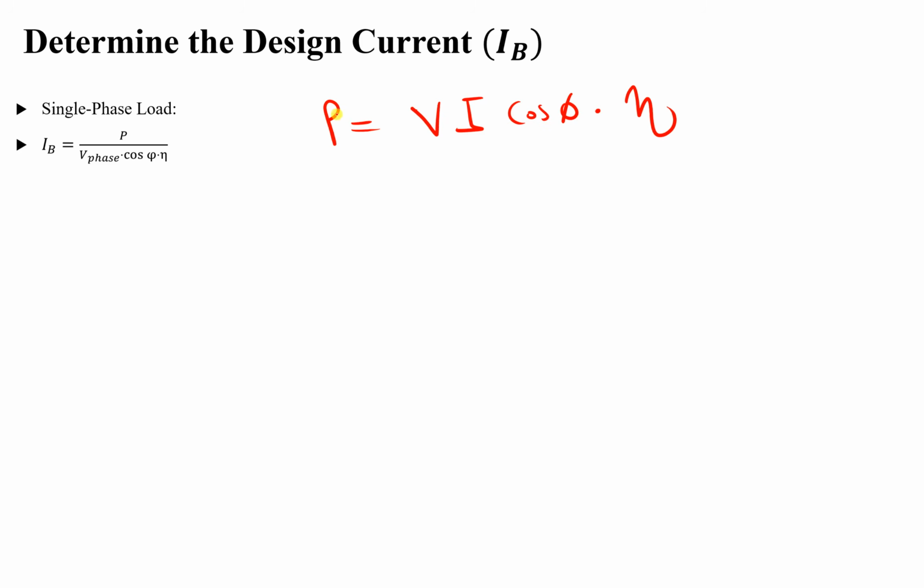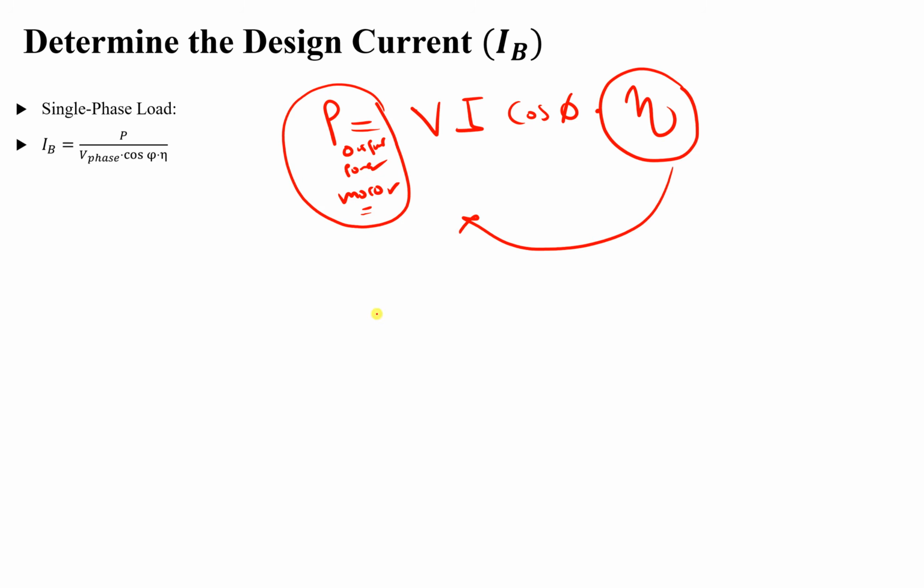Starting step by step, the design current IB. How can we do this? For a single phase, it will be like this. We know that power for a single phase is V I cosine phi multiplied by efficiency. Now remember, this is output power in case of a motor. So in case of a motor, we have output power taken by the motor. When we divide by the efficiency, taking it to the other side, we get input power taken by our motor.